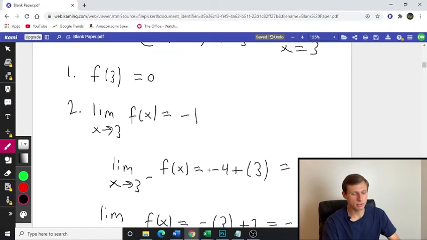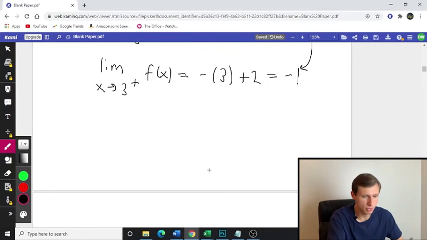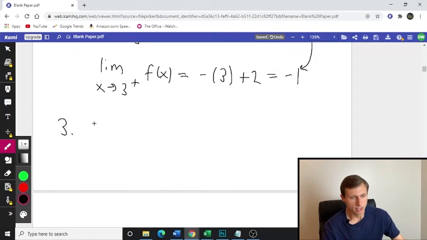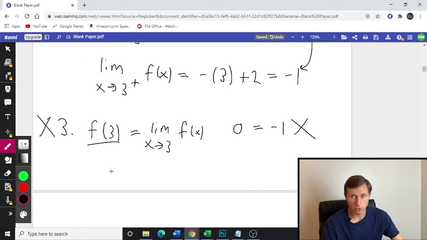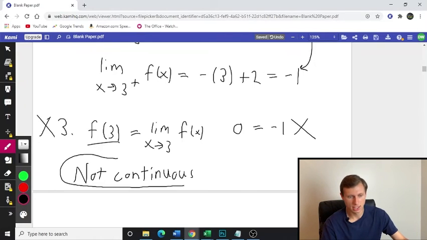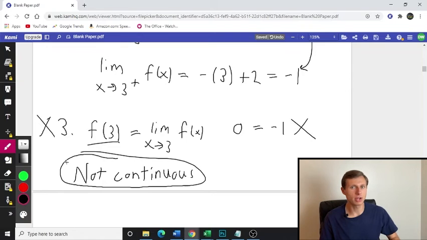Now, it's not done yet. We can't forget step 3 because step 3 says, hey, does my value, f of 3, equal my limit as x approaches 3? Well, if my actual value at 3, I actually plug in 3, I got 0, and my limit was negative 1, then these are most certainly not equal, and I fail my third check, and the function, therefore, is not continuous. It's not continuous. And that's why, because it didn't satisfy all 3 checks.